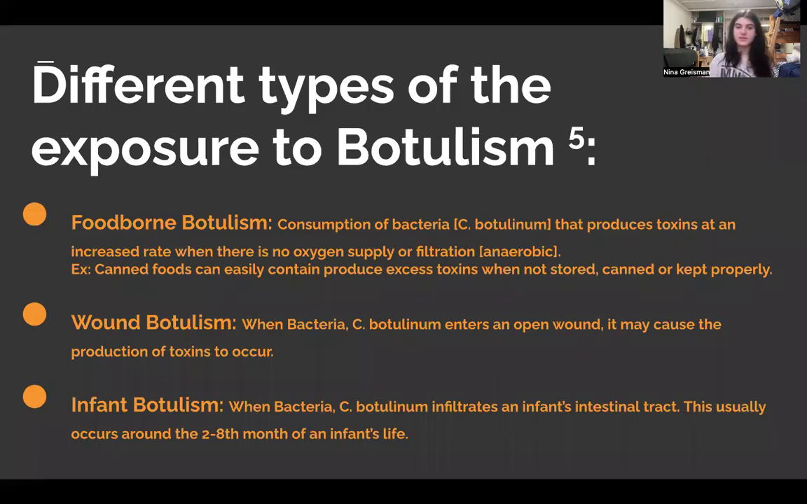And so there are different types of botulism, different ways you could be exposed to botulism. There's foodborne botulism, which is botulism that is consumed via foods like canned foods that produce these toxins at a very increased rate because there's no oxygen supply or filtration in these canned foods. Another example is wound botulism, when this bacterium enters a wound and the production of toxins occurs inside the body. And lastly, infant botulism, when this bacterium infiltrates an infant's intestinal tract around the ages of 2 to 8 months. And those are the 3 different ways you could be exposed to botulism.